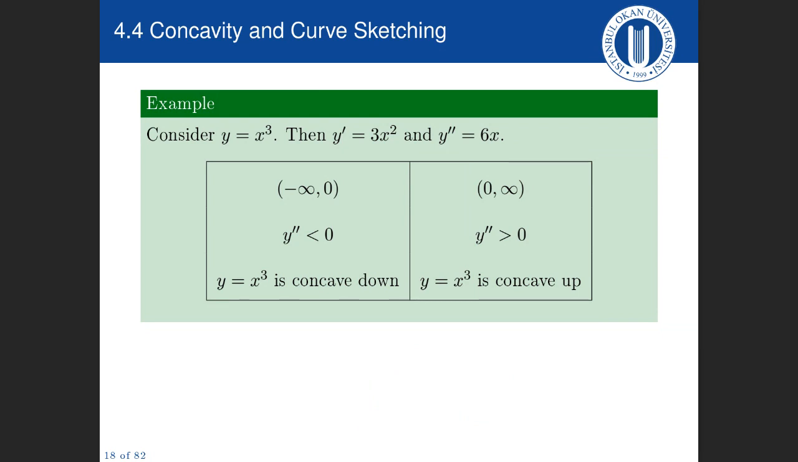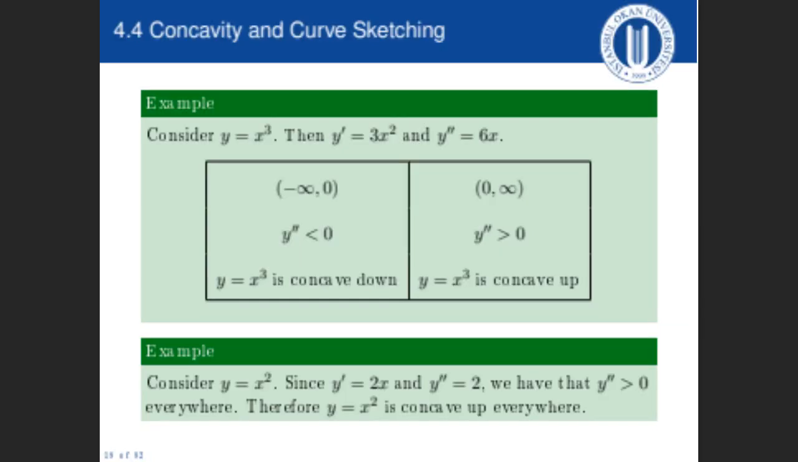And then we ask, is the second derivative positive or negative in each one of these? Between minus infinity and 0, 6x is negative. So here the graph is concave down. Between 0 and infinity, 6x is positive. So here the graph is concave up.